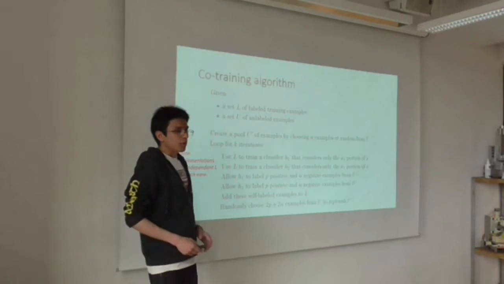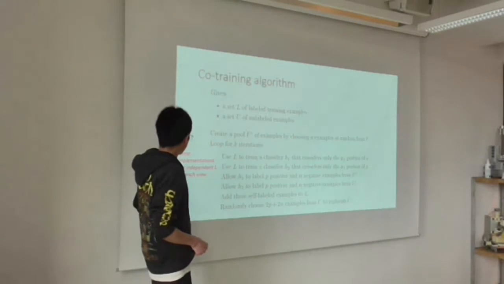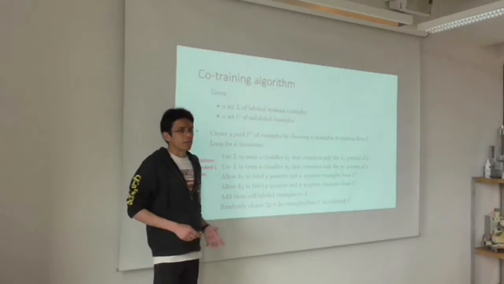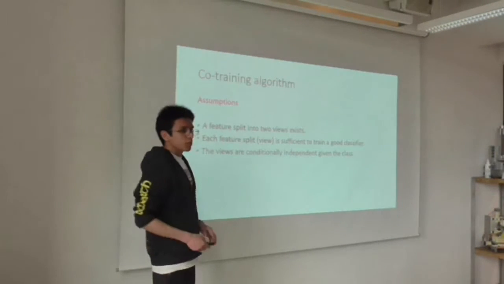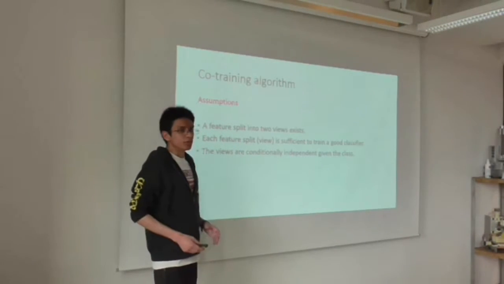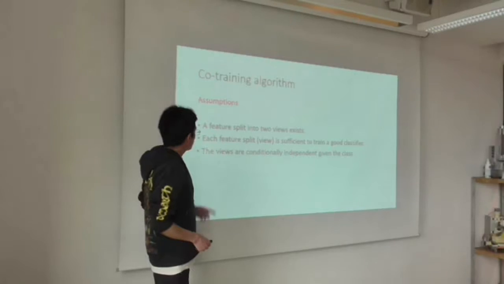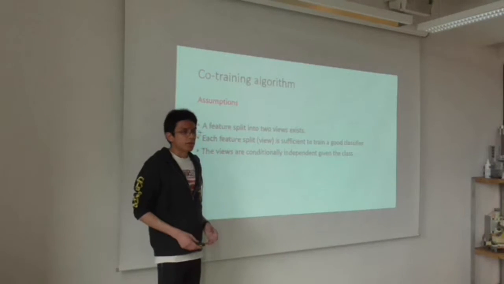And also, in order to avoid this type of conflicts, some implementations use independent labeled training sets for each of the classifiers. So there are some assumptions if you want to use this type of methods. So a feature split into two different views exists. And the next one is important. Each feature split is sufficient to train a good classifier.